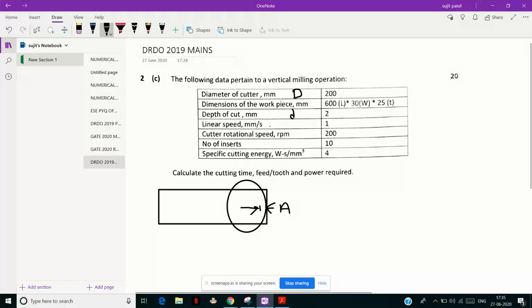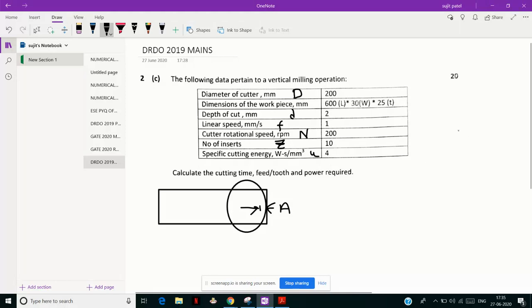Linear speed is given in mm per second, so we can say that is the feed. Okay, feed is given to us. Cutter rotational speed is given to us as 2200 RPM. Number of inserts, that means number of teeth on the cutter, Z, is 10, and specific cutting energy U is given, it is 4.